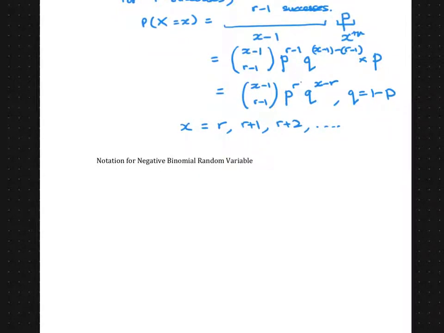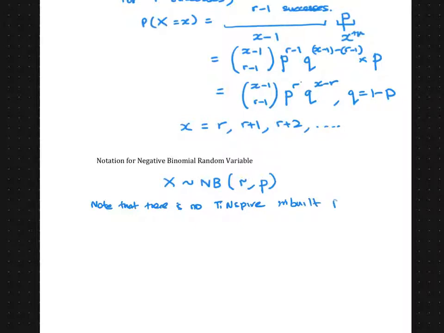So in IB, the notation for negative binomial is given as X, a random variable, NB for negative binomial, and in brackets the number of successes that you want and the probability of success. Note that there is no TI-Nspire inbuilt PDF and CDF function.